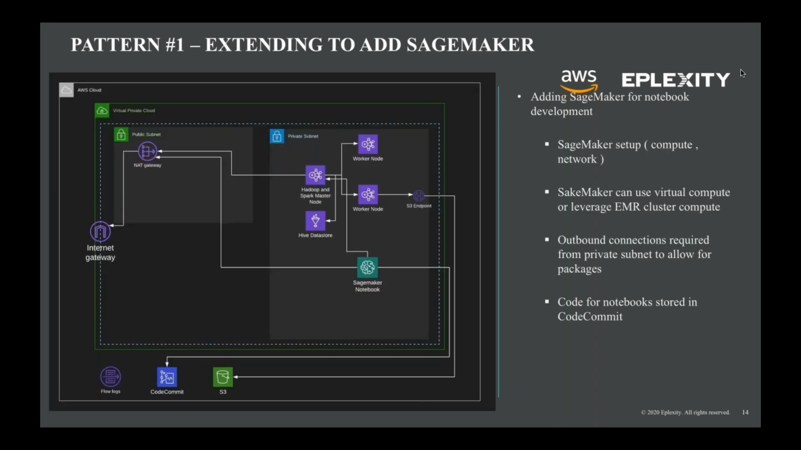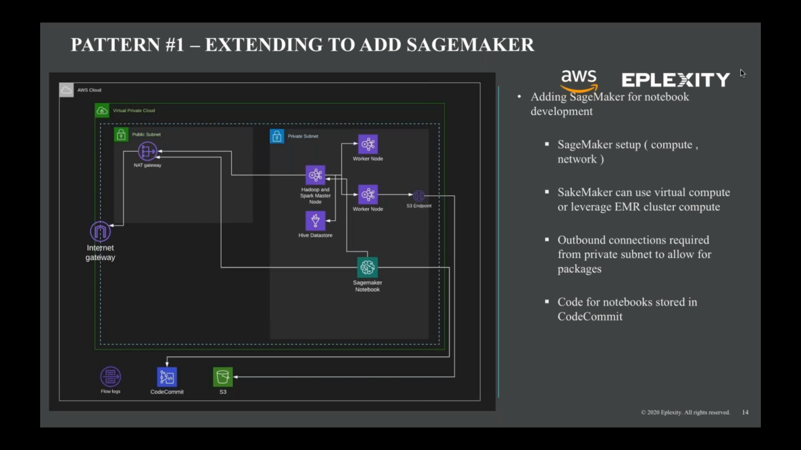So I'm going to talk just briefly about SageMaker. So now we've got access to data. Can we throw SageMaker in? Well, SageMaker itself can be a pattern, but we're just going to layer it in. We're going to add a SageMaker setup, both the compute side as well as the network side, making sure it can talk to the appropriate components.